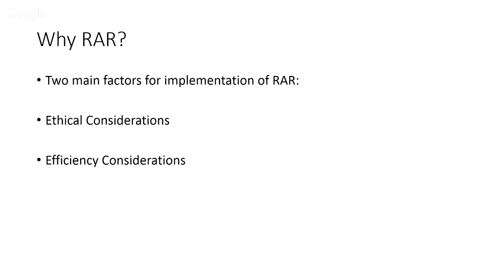So why would you use response adaptive randomization? There are 2 main factors regarding the implementation of response adaptive randomization in a trial. These are ethical considerations and statistical efficiency considerations. As I will explain in the next few slides, these are the main factors in consideration when attempting to implement a response adaptive randomization design, and it is the most highly debated aspects of the design. Balancing these 2 competing interests is of the utmost importance when implementing this method.